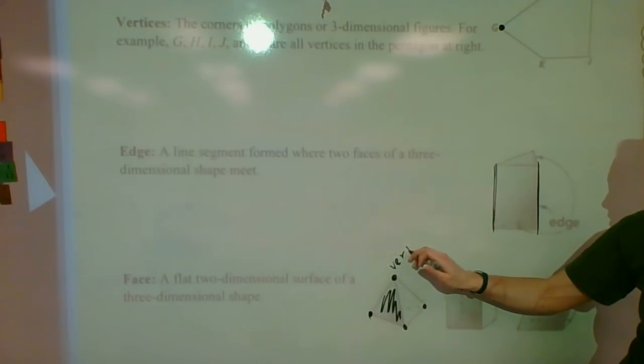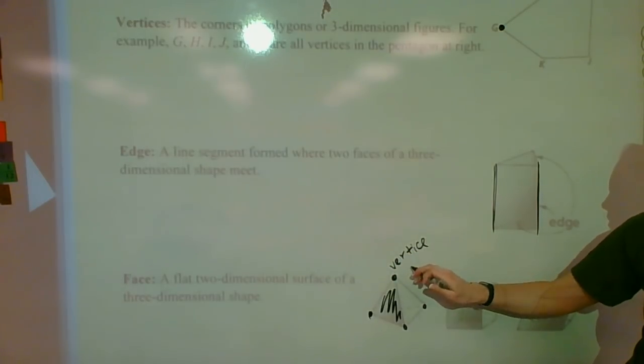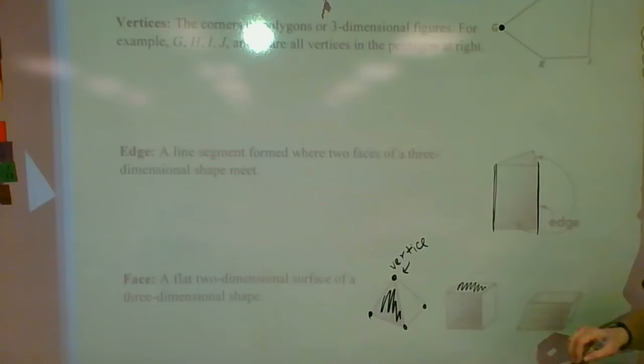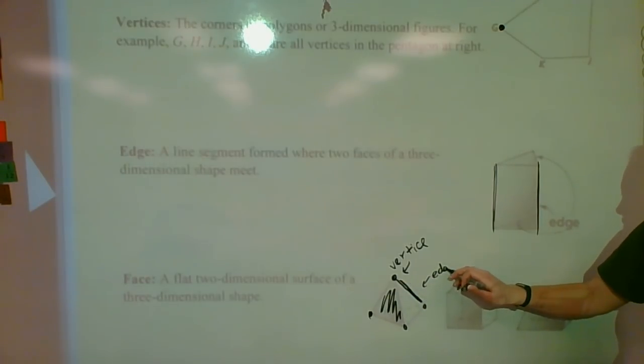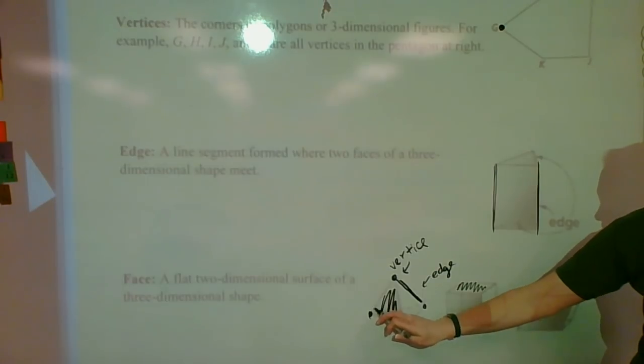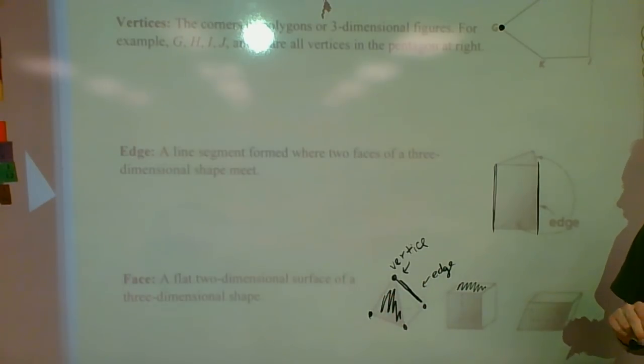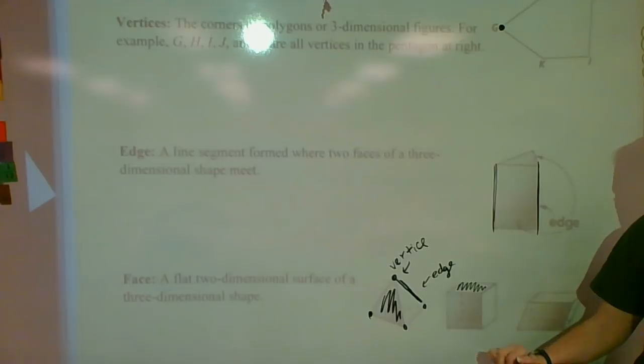Those are what we would call a vertex. An edge is all the flat lines. So for example, this is an edge. You can have an edge, anything that's a line. And then the face is just any of the flat parts.